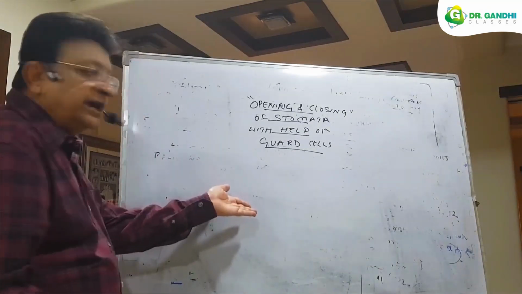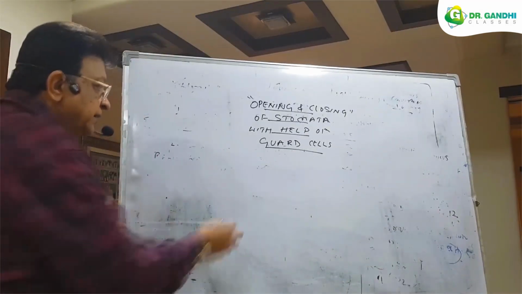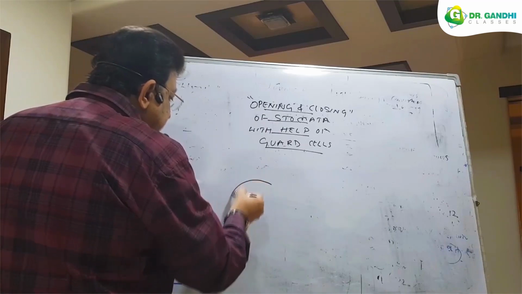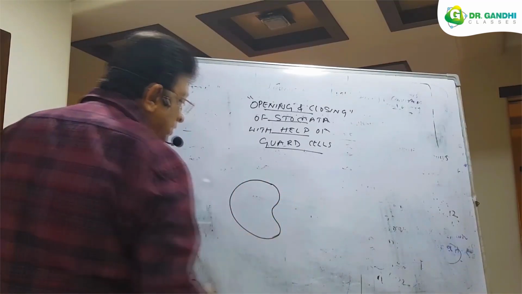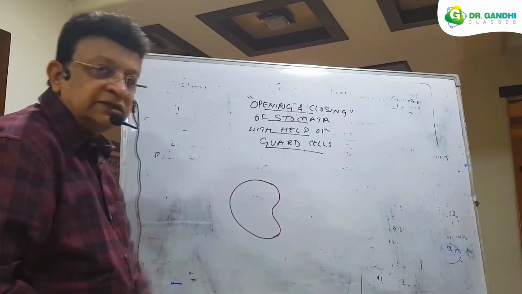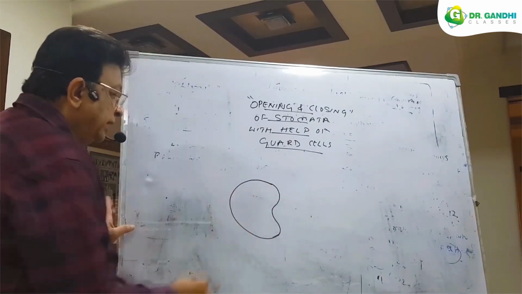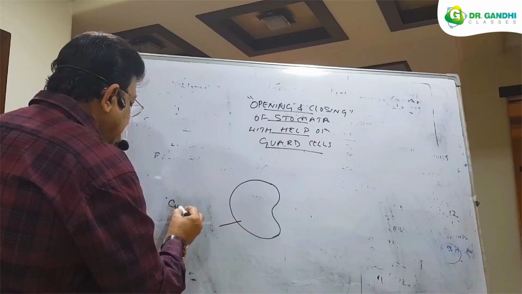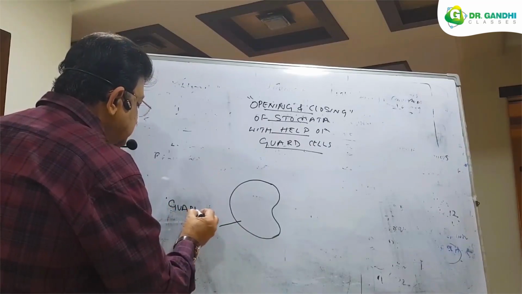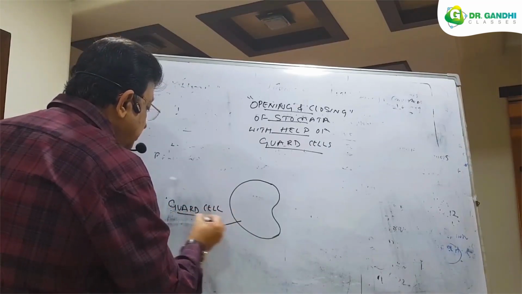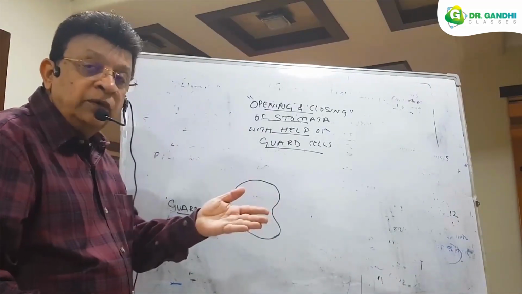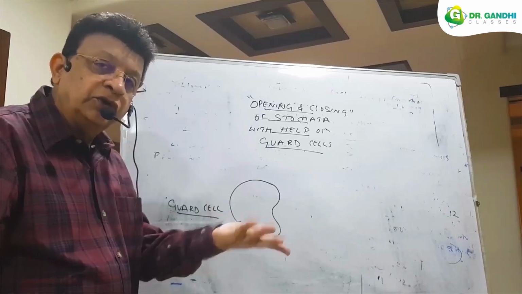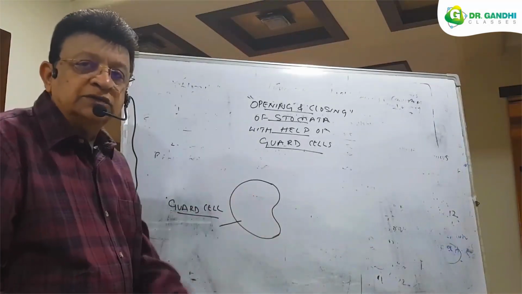So look at the way I'm drawing the guard cell. Okay, the guard cell is bean shaped or kidney shaped. Look here. This is the shape of the guard cell. I'm going to draw the other side, but I'm going to focus only on one guard cell at the moment. A guard cell surrounding the stoma. Please make it a habit or a practice to draw. When you draw, it is a very important rehearsal for your exams. If you draw, you know the subject.